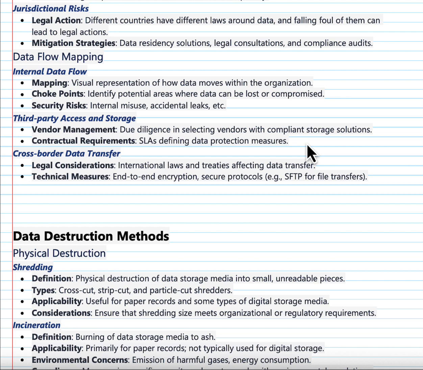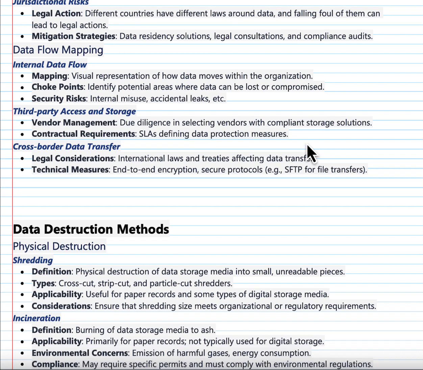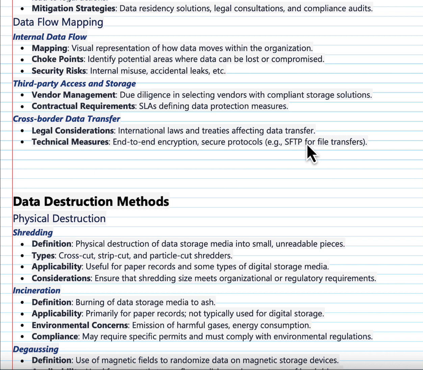You need to have SLAs in place. This is your service level agreements, and those need to define what they are doing to protect your data. You need to ensure that your vendors are protecting it, and SLAs will help you with that.